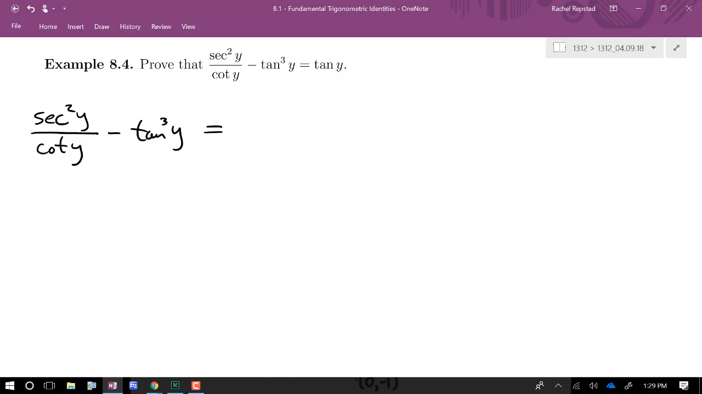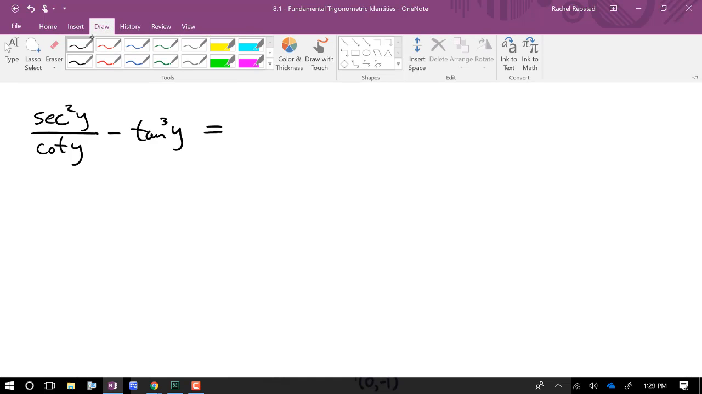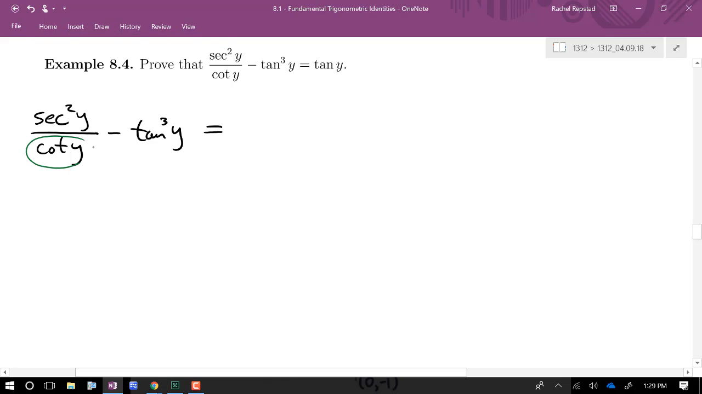No common factors right away that jump out at us. We have a factor of cotan on the bottom. What would this turn into if I bring it up top? Yeah, because it's the reciprocal, right? So we could bring this up as a factor of tan y, secant squared y minus tan cubed y.